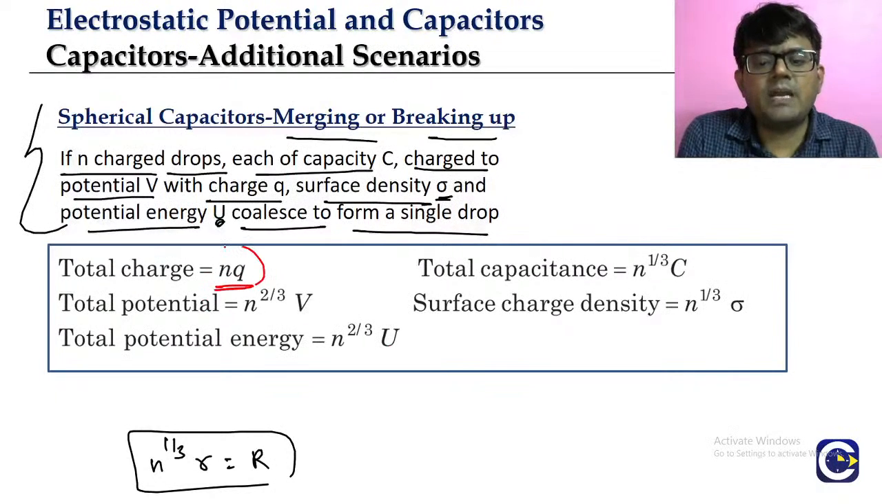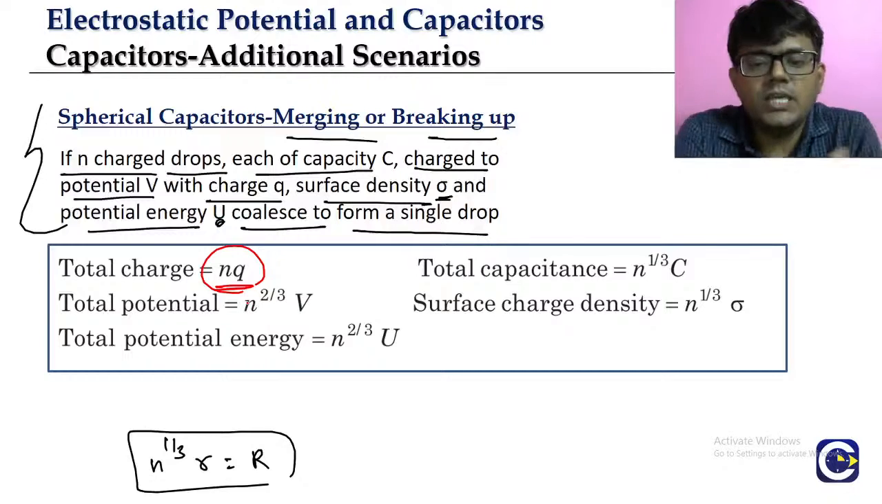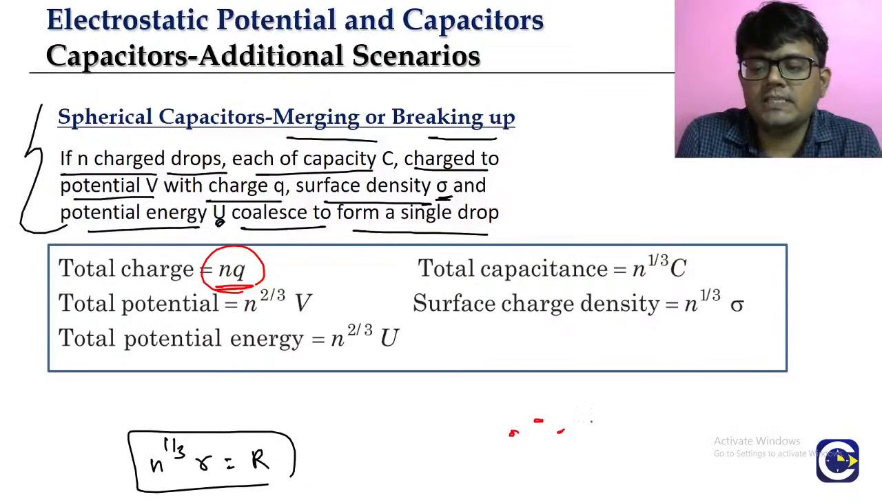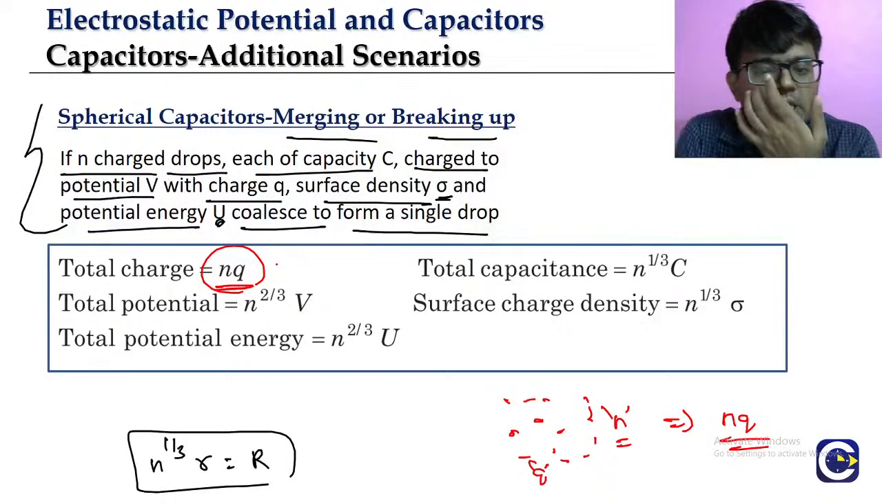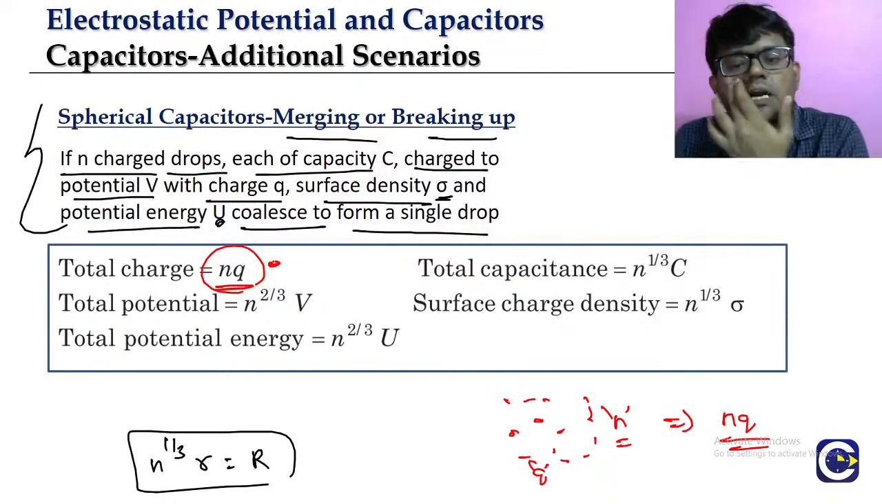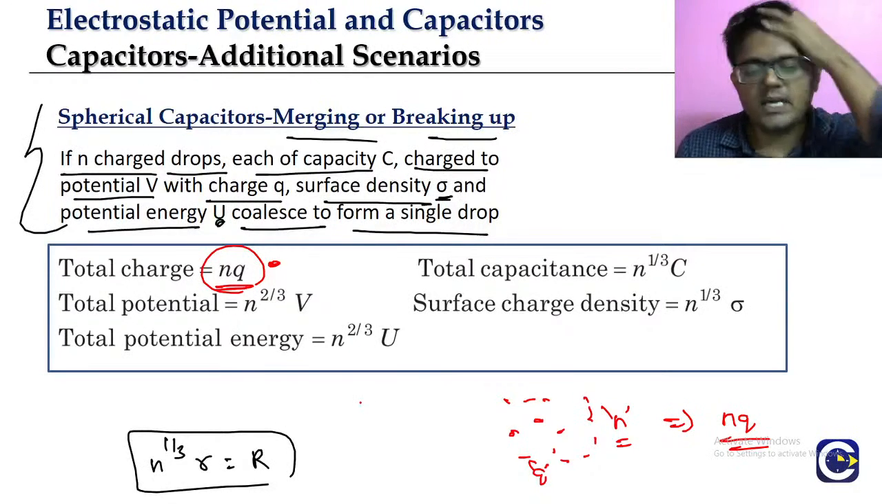What will be the charge on the bigger drop? N times small q. Each of these small drops has a charge q, and there are n drops. So how much total charge will come? N into q. So the charge on the bigger drop is N into q. Okay?